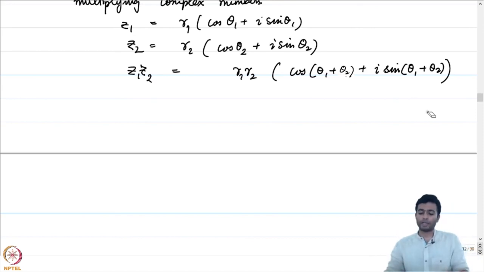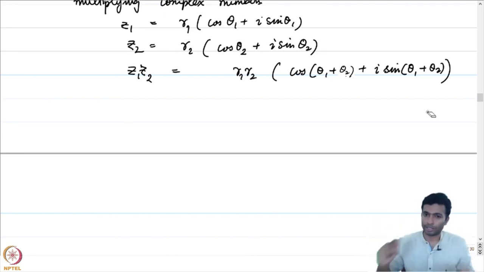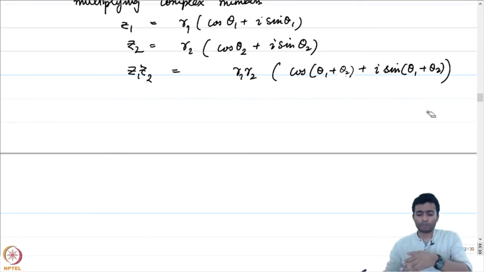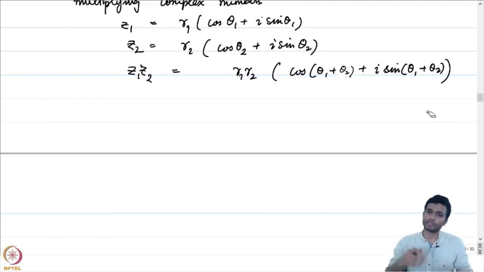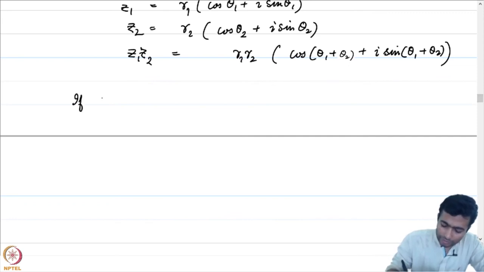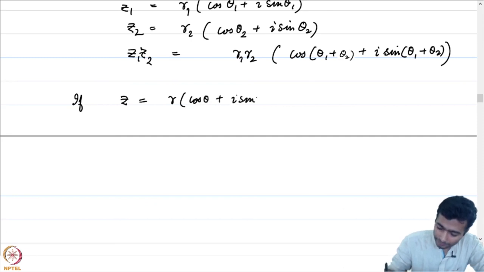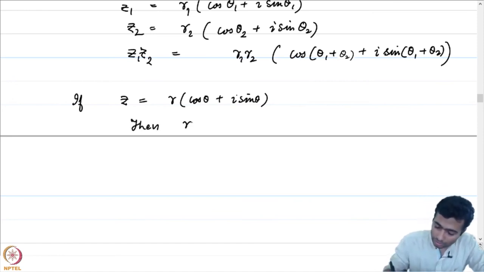So multiplication by a complex number therefore manifests as a dilation and a rotation. The polar coordinates are not very handy when it comes to adding complex numbers. When we want to add two complex numbers, it is better to use the Euclidean coordinates. Here it will become far more complicated, but for multiplying, the polar coordinates are very useful. Now let us discuss the theta and the r that come up. If z is equal to r times cos theta plus I sin theta, then the r greater than 0 is uniquely fixed, and r is called the magnitude.